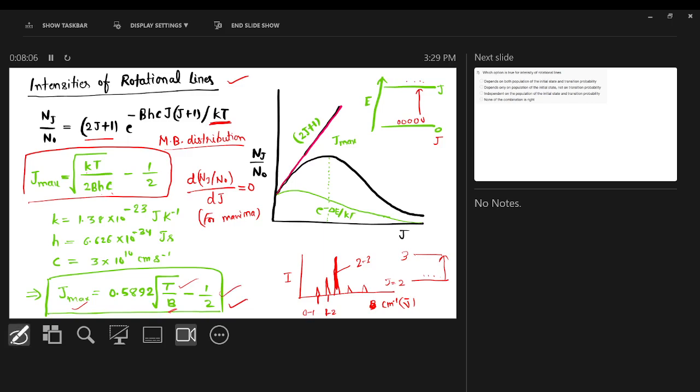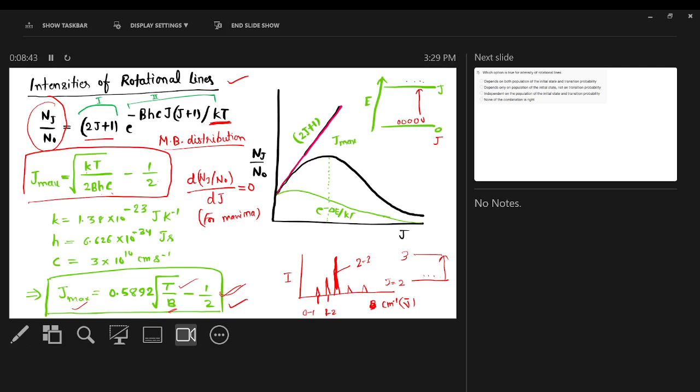So this is the calculated j max, but let's try to understand the distribution of the molecules in different rotational energy levels using this Maxwell-Boltzmann distribution. If you see this equation, this population depends on two terms. I will highlight that. The first is this term, I will write 1, and the second is this term, I will write 2.